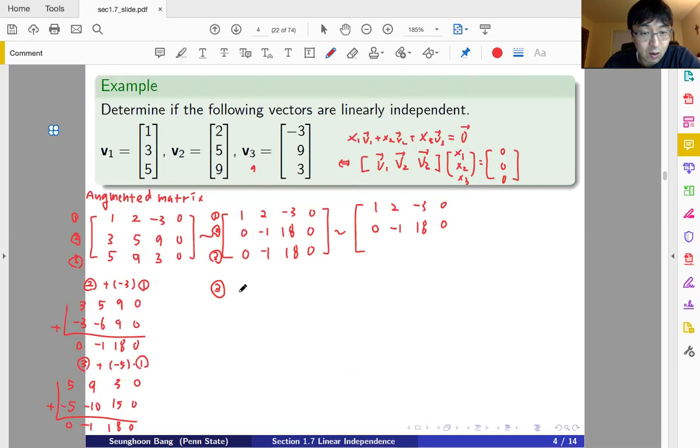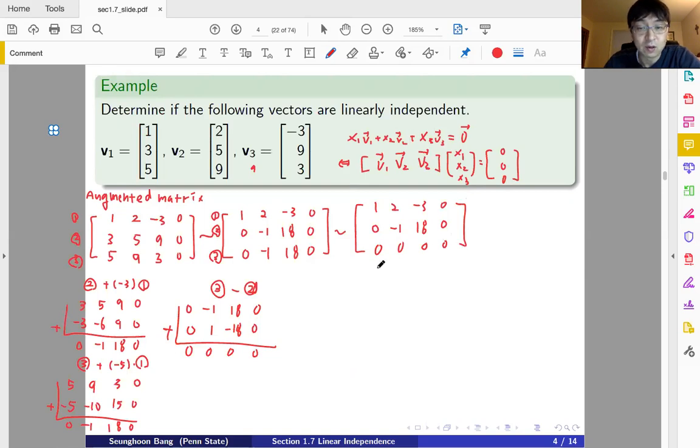The third row minus second row. The third row is 0, negative 1, 18, 0. The minus 1 times the second row is 0, 1, minus 18, 0. You add these two rows, and we have 0, 0, 0, 0.